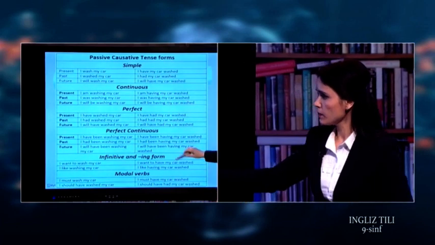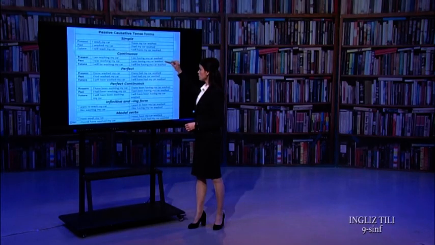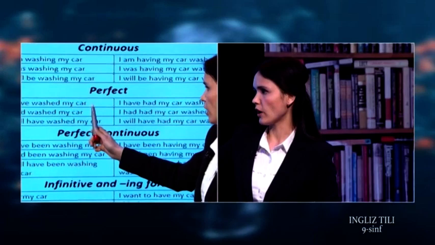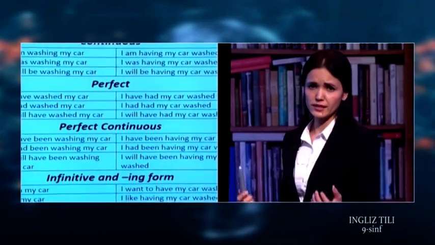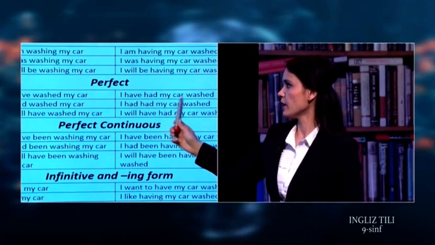In this column, you make your own sentence. For example, I have had my car washed. Compare: I have washed my car. That means you did it yourself. You didn't ask anybody to do it. And in this column, I have had my car washed.